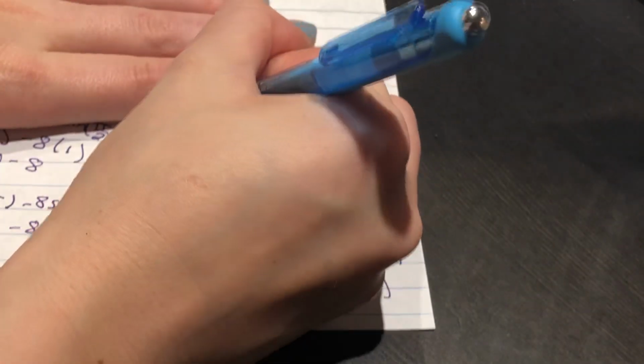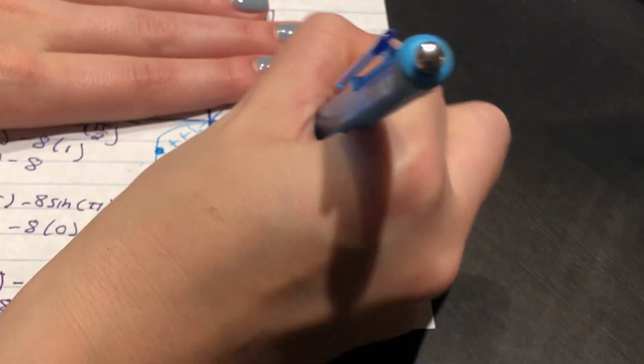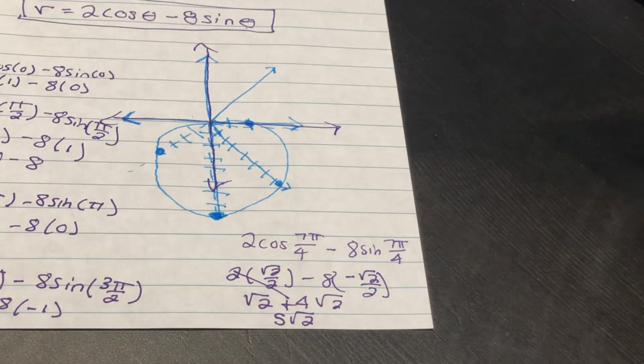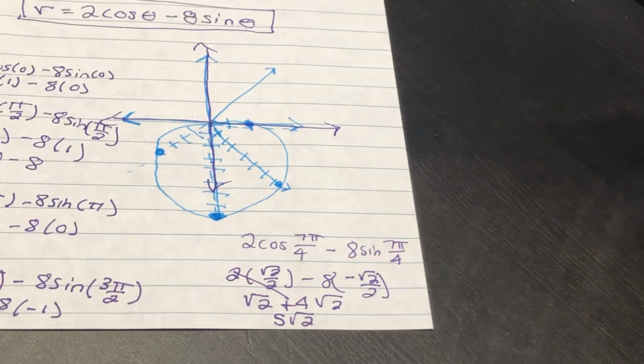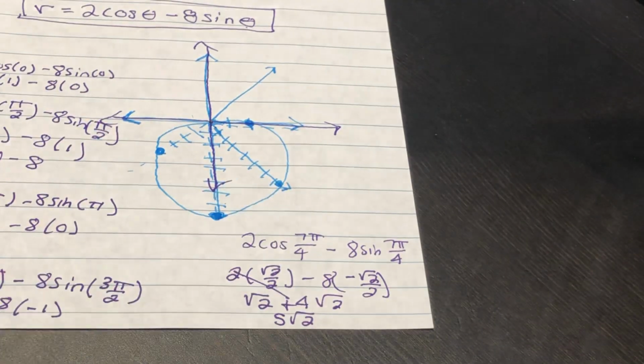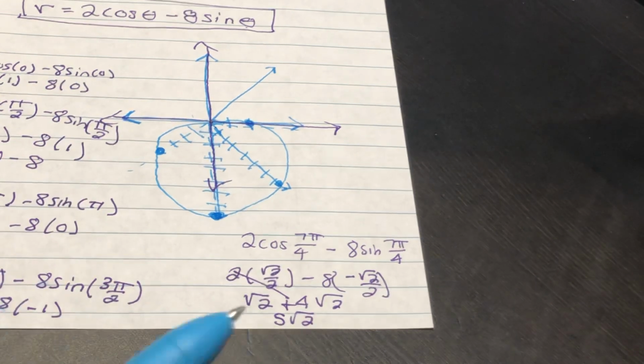So I just make a quick sketch. My circle is going to look something like this. Don't judge my circle, okay? If you plug that into a graphing calculator, you will get something like that, okay? So just take a rough sketch of it and you'll be good.